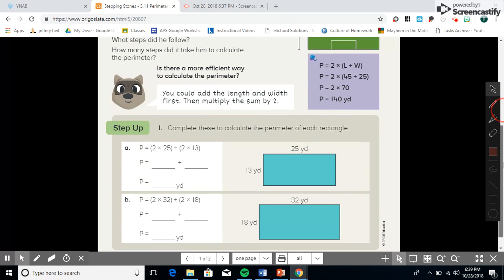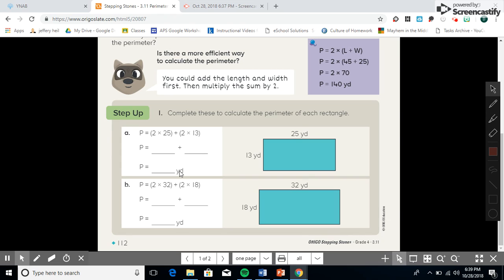So complete these to calculate the perimeter of each rectangle. So it says P equals 2 times 25 plus 2 times 13. Those are our length and width. So 2 times 25 is going to equal 50. 2 times 13 is going to give me 26. So my perimeter is 76 yards.